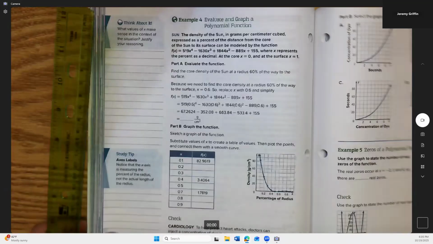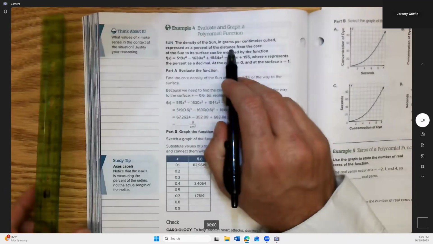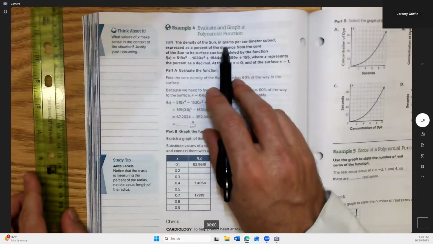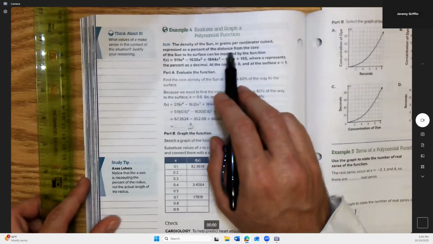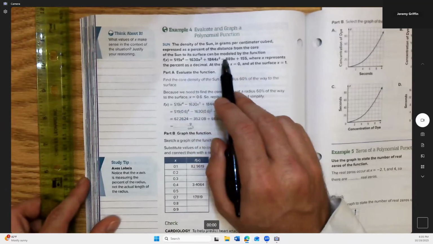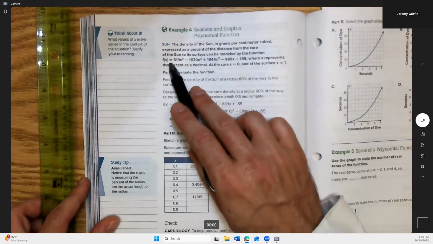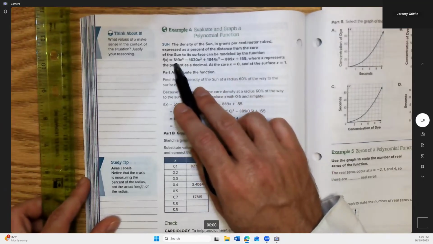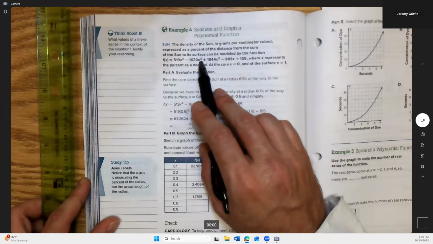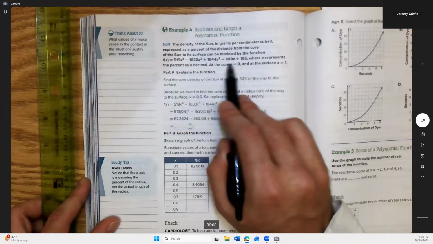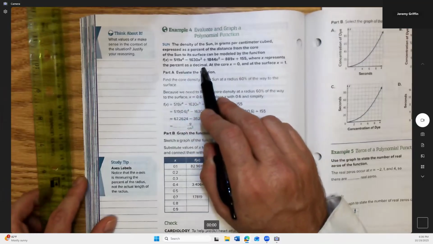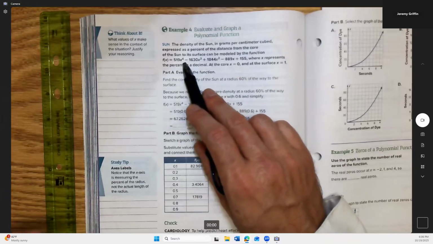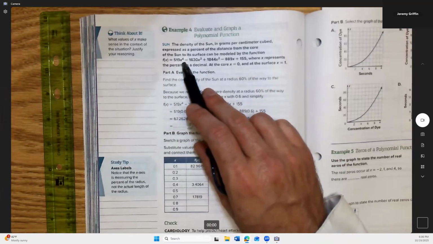Example 4, evaluate and graph a polynomial function. The density of the sun in grams per cubic centimeter, expressed as a percent of the distance from the core of the sun to the surface, is modeled by this crazy function. F of x equals 519x to the power of 4, blah, blah, blah, where x represents the percent as a decimal. So if x is equal to 0, you are at the core, because you're 0% away from the center.